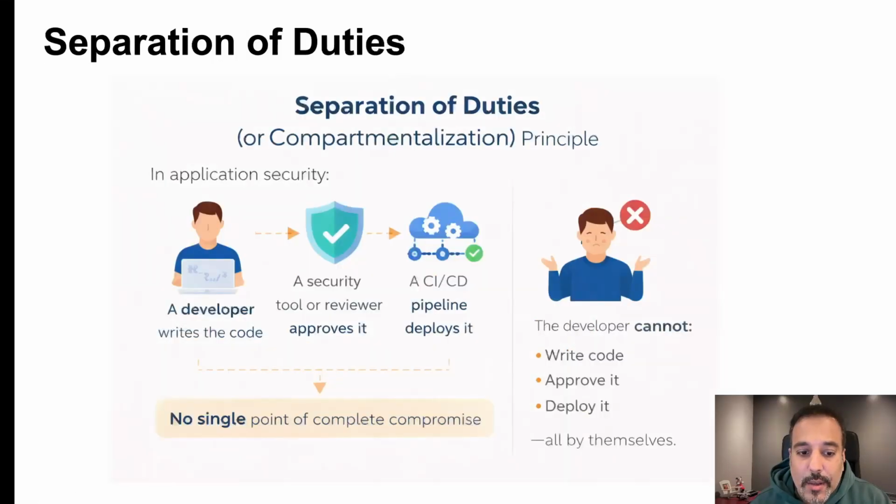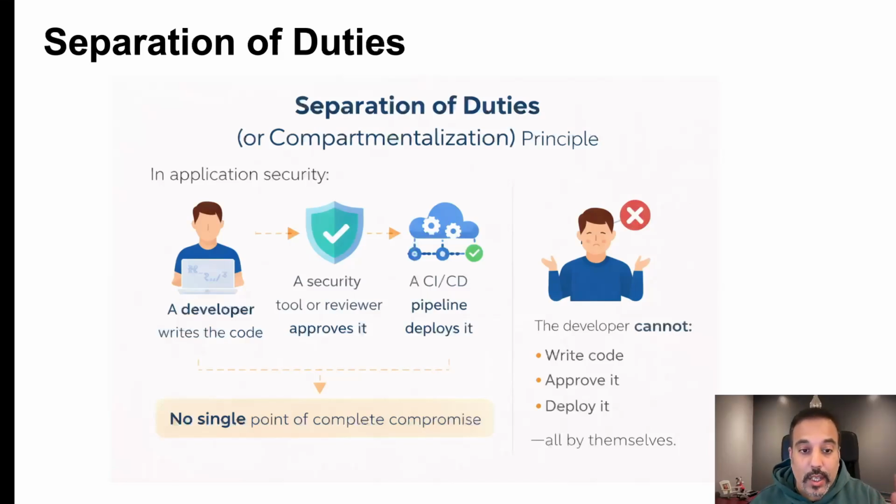Separation of duties, as you can see from its name, means one single task can be dependent upon two or more conditions that need to be met before that task is completed. As you can see from the example, in application security, a developer writes the code, and a security tool or reviewer approves it. If there are no critical or high vulnerabilities, depending on your policy, you allow them to move forward, and then the CI/CD pipeline deploys it. This way, a developer cannot write code, approve it, and deploy it all by themselves.